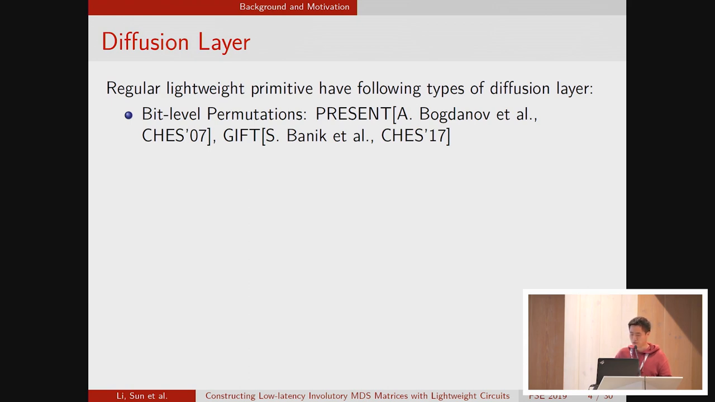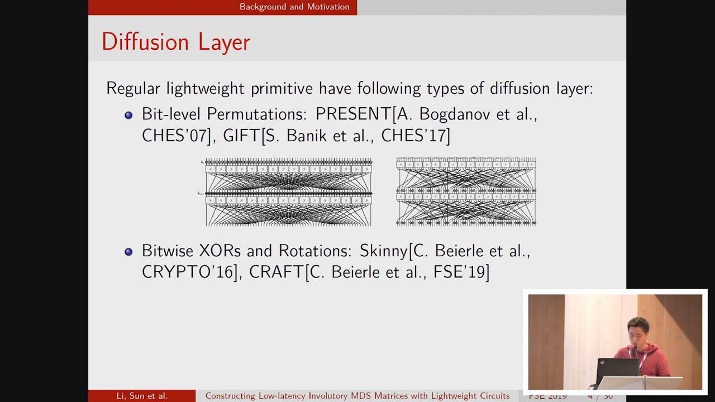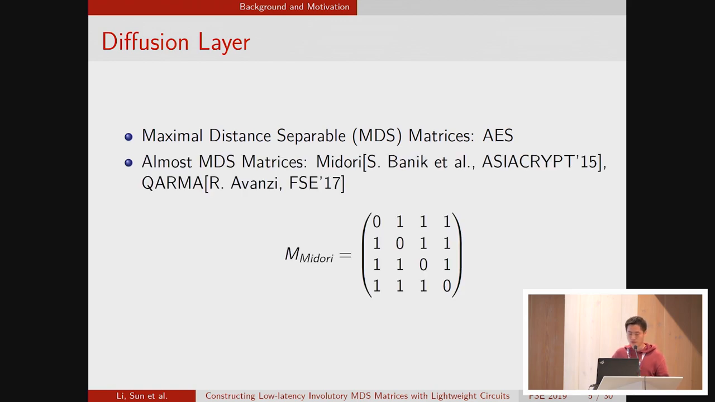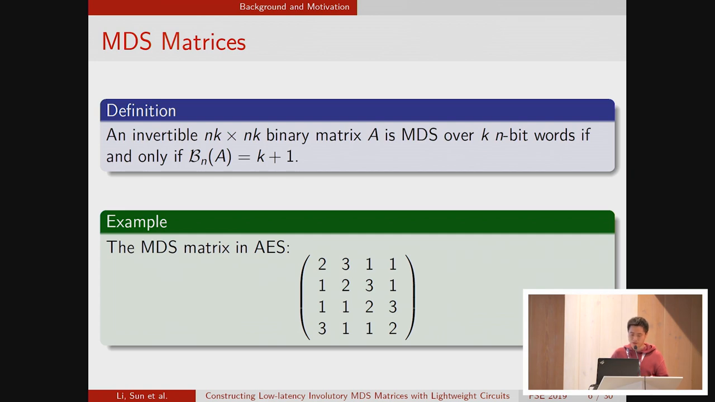The matrix that achieves the singleton bound is called an MDS matrix. Regular lightweight primitives have the following types of diffusion layers. The first is bit-level permutations, such as PRESENT and GIFT. The second is bitwise XORs and rotations, such as SKINNY and CRAFT. The third is maximum distance separable, or MDS, matrices such as AES, and almost MDS matrices such as Midori and Joltik. Here is the definition of MDS matrices. An invertible nk by nk binary matrix A is MDS over K n-bit words if and only if the branch number of A equals k plus 1. Here is the example of the MDS matrix in AES, which is circulant.